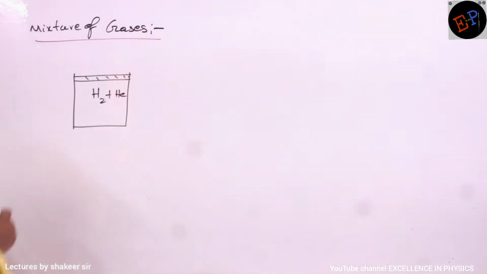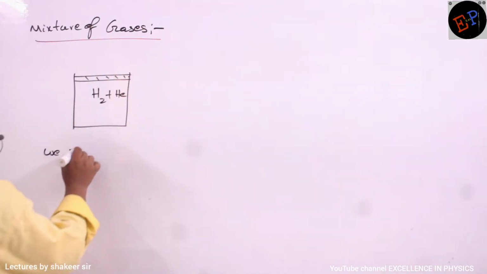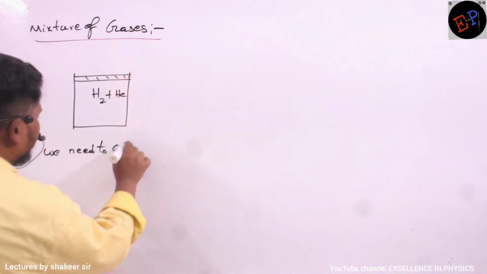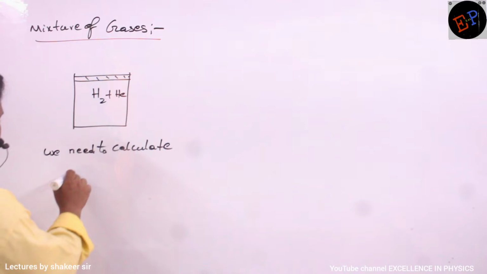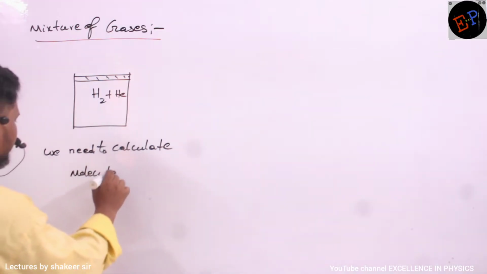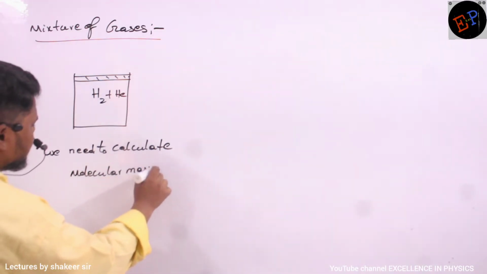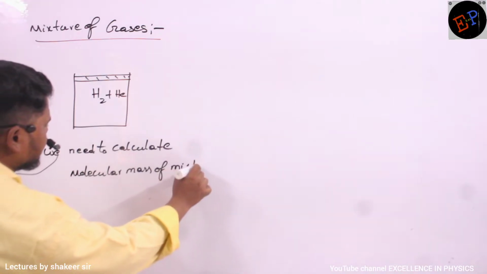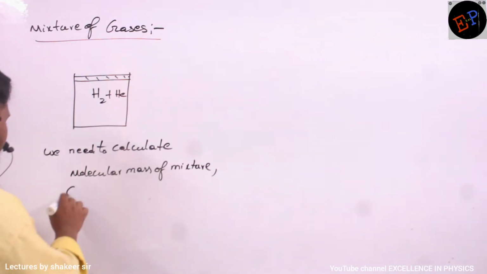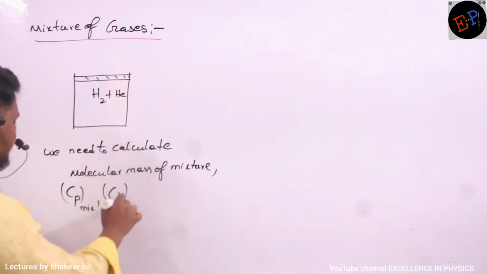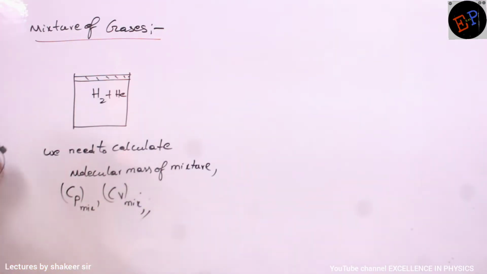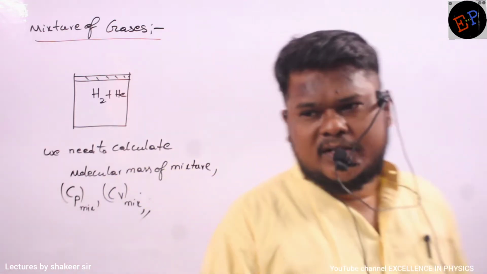So let us see. What do we need to calculate? We need to calculate the molecular mass of the mixture. Also I want to calculate Cp of the mixture, and I want to calculate Cv of the mixture. So these values I need to calculate. Are you able to understand?